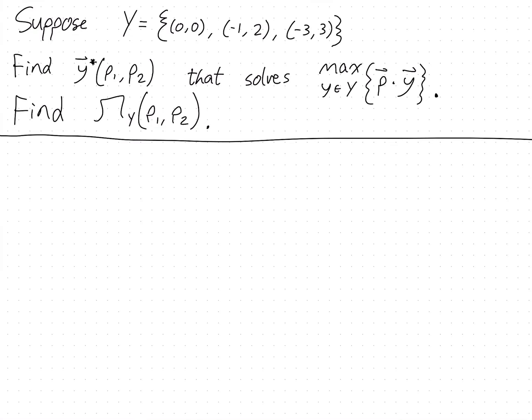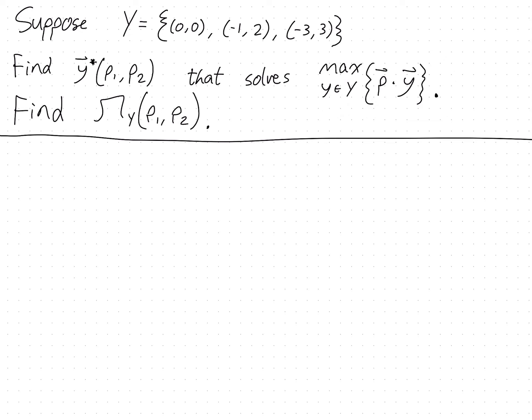Hey guys, so I'm just going to do a quick walkthrough of this problem. We're given the set of feasible production net output vectors: (0, 0), (-1, 2), and (-3, 3). That means we can either produce nothing, using 0 inputs and getting 0 outputs, we can produce 2 outputs with 1 input, or we can produce 3 outputs with 3 inputs.